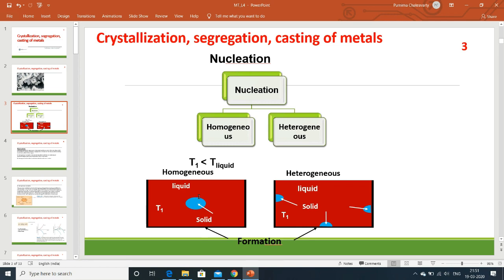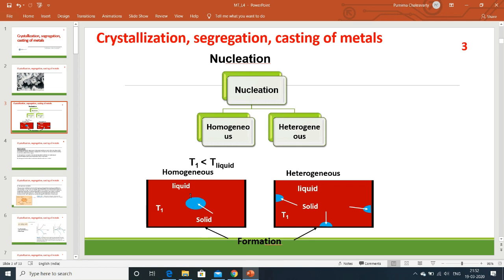I want to tell you very clearly, when I talk about nucleation, I mean that the temperature of the whole system is continuously decreasing from the single phase liquid state, and the temperature at the point when I am looking to see the nucleation must be less than the temperature at the liquid state.